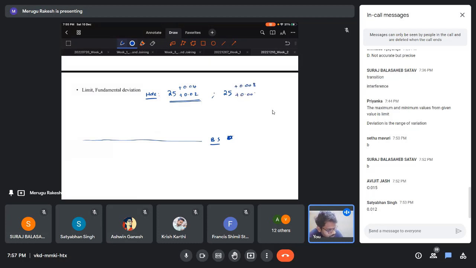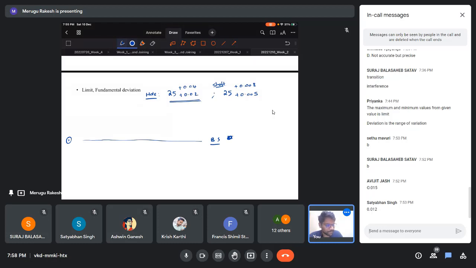Correct me if I'm doing anything wrong in this, the values. So this is the shaft that they are given. In the first step, draw a horizontal line, which is the basic size. Then you place the things. So you have given 25 plus or minus 0.02.